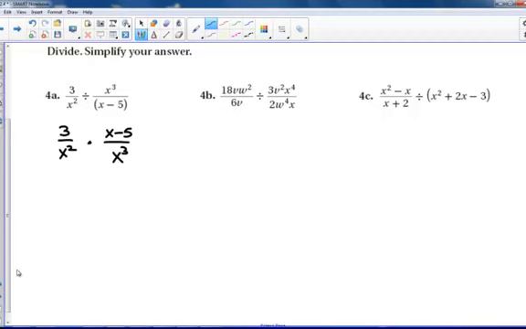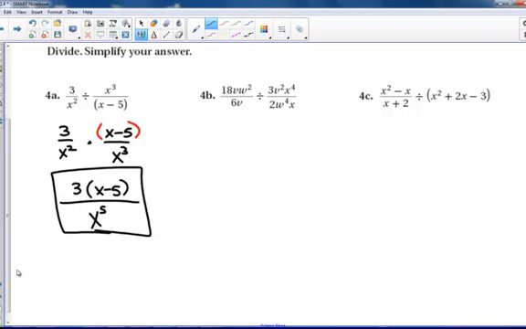Nothing can really cancel. So the whole numerator is 3 times x minus 5. Because of that minus sign, I am going to link this together. An x minus 5 can only cancel with another x minus 5. In the denominator, I have an x to the 5th because I have 5 x's down there. This is just so fun. All right.